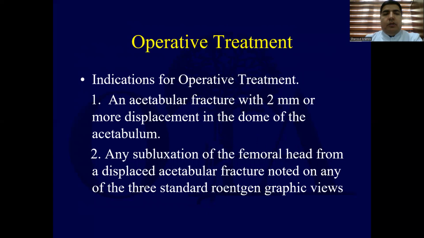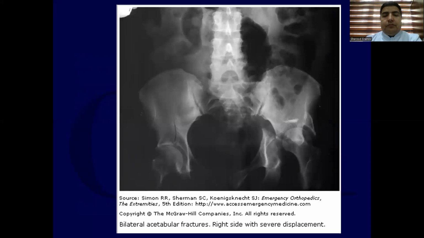Operative treatment, indications for operative treatment. First of all, an acetabular fracture with 2 millimeter or more displacement in the dome of the acetabulum. The second one, any subluxation of the femoral head from a displaced acetabular fracture noted on any of the 3 standard roentgenographic views. Bilateral acetabular fractures, right side with severe displacement.